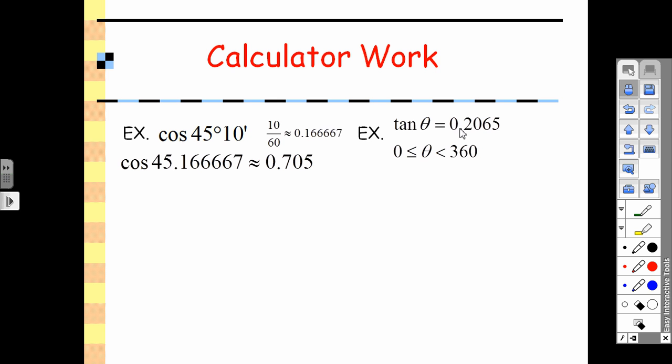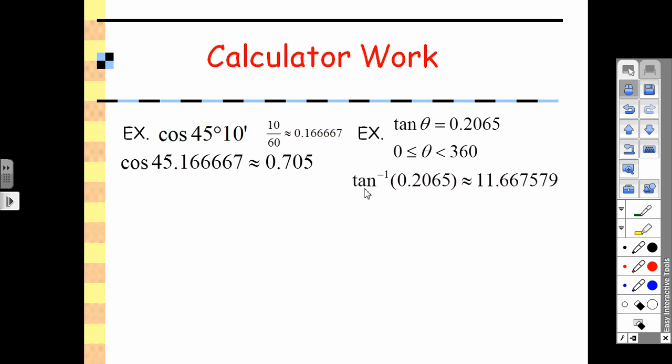What if they gave us the decimal and we wanted to figure out theta? And notice that they've given us this interval that theta has to be between. That's going to be important in the future, you'll see. Okay, so in this case, when you need to figure out theta, you're going to do the inverse tangent, which looks like this on your calculator. There's a little -1 that looks like it's an exponent, but it's really not.